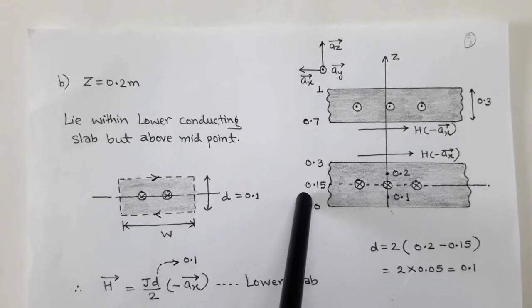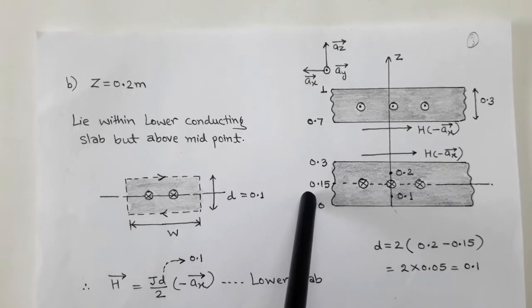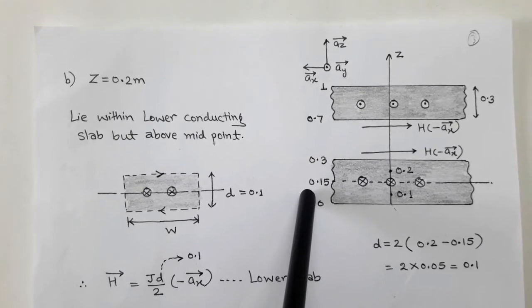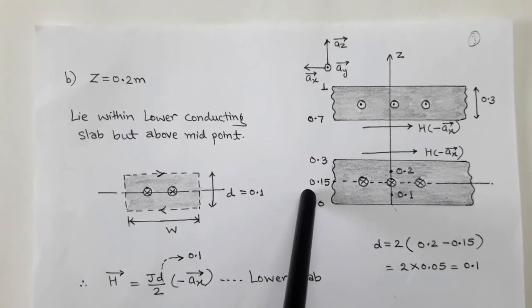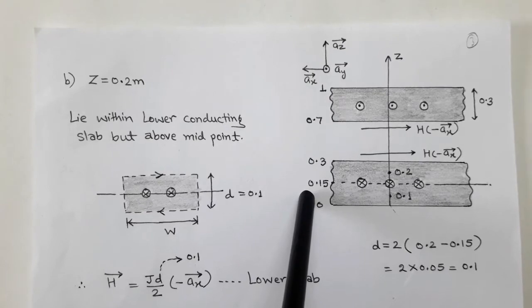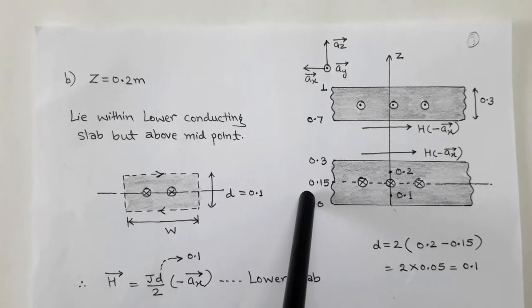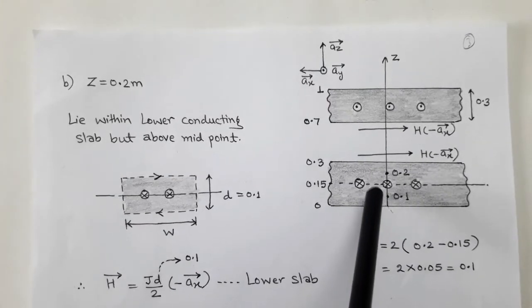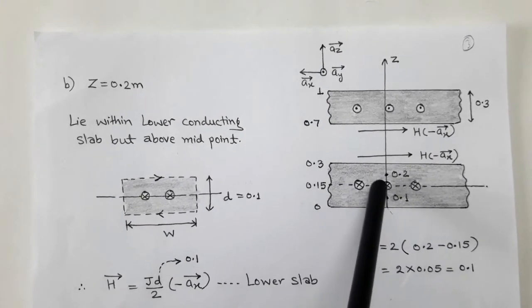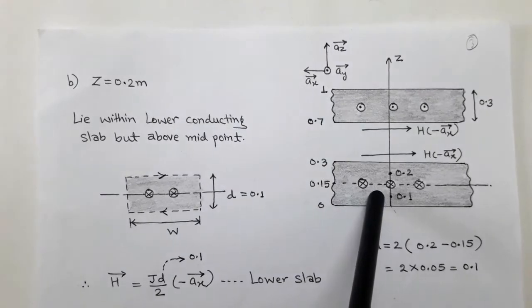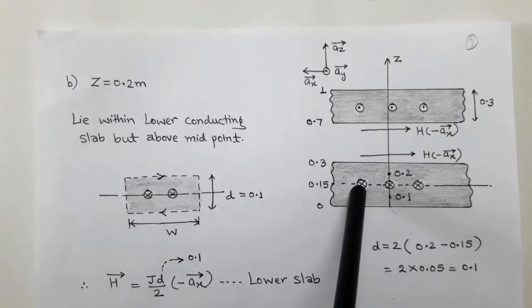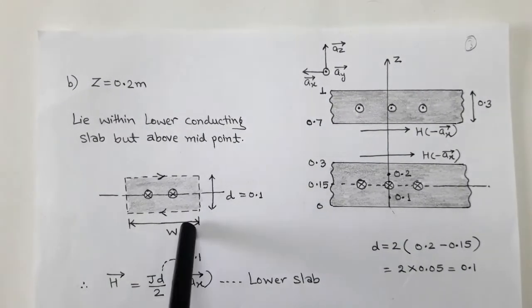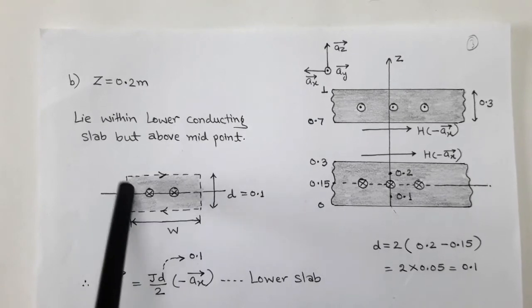And in this, we know that in the lower conducting slab, between the slabs, the direction of H is towards the negative direction of x. As the point 0.2 is near the upper surface of the lower conducting slab, the orientation of the magnetic field is towards negative unit vector x.